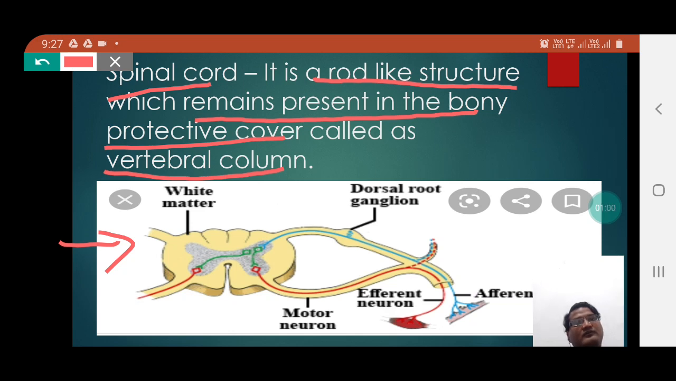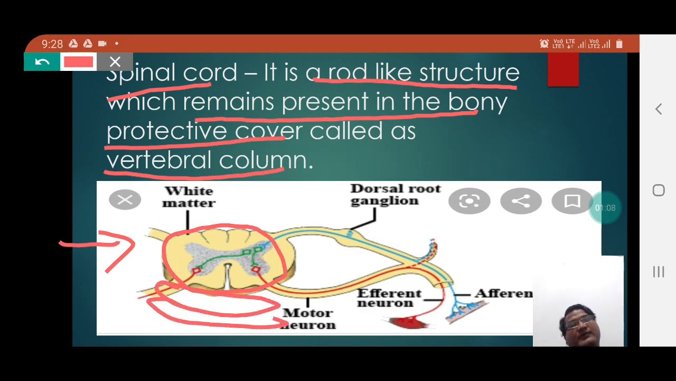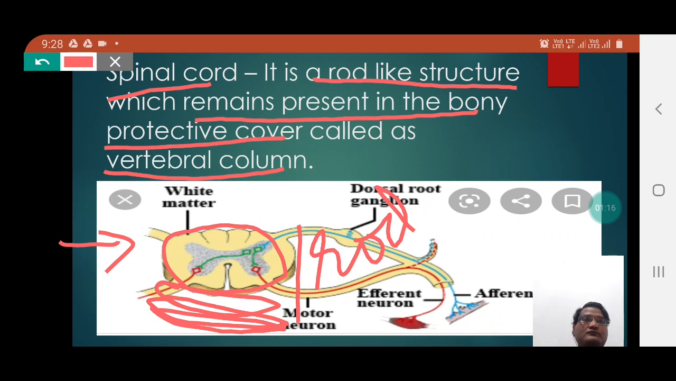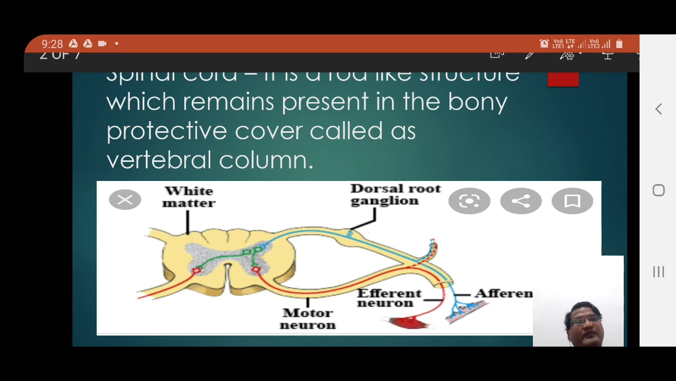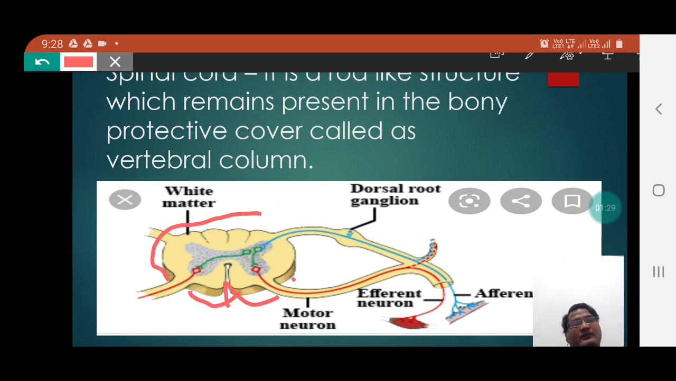that the spinal cord is a rod-like structure because a huge number of spinal discs remain present here, which makes it a rod-like structure. And if we notice here, there is a protective layer, the bony outermost cover, which is called the vertebral column, since the vertebral column protects the delicate spinal cord.